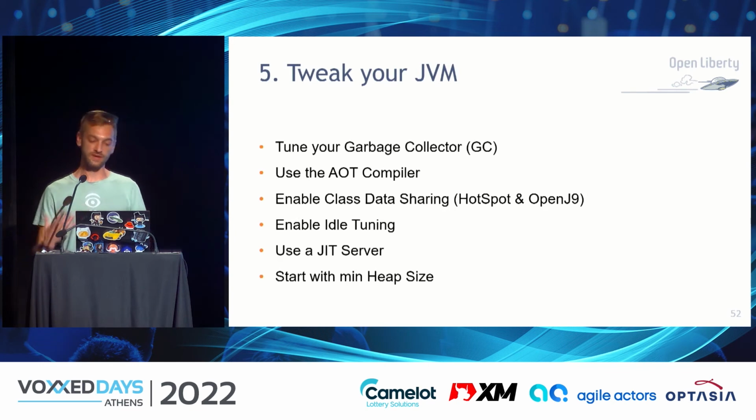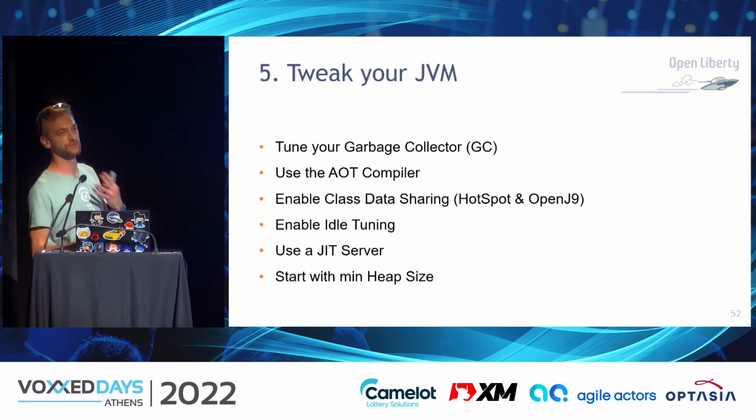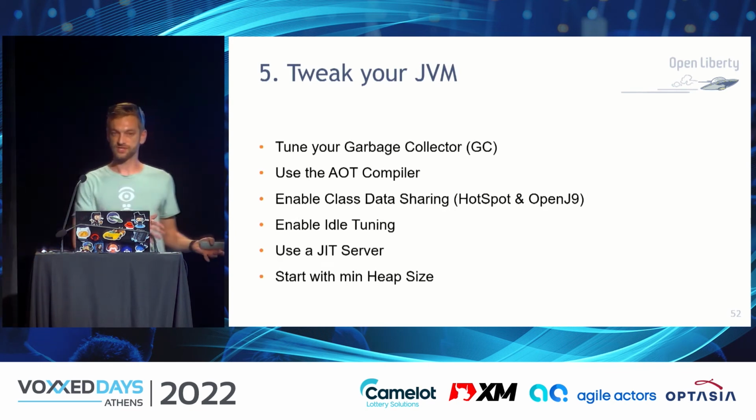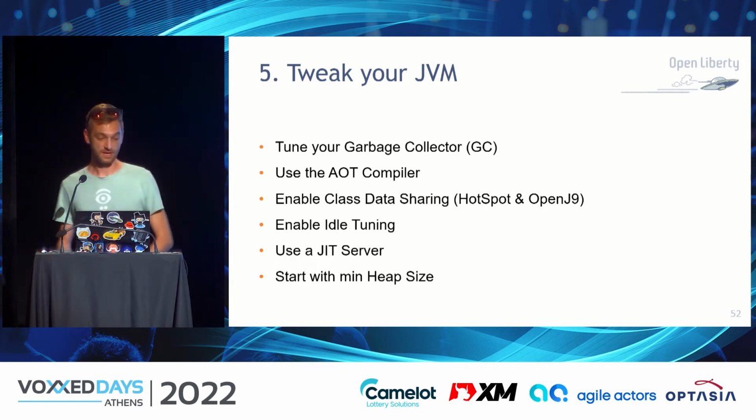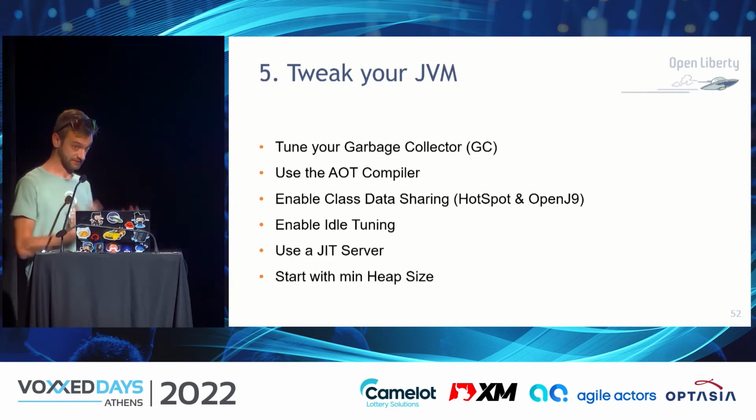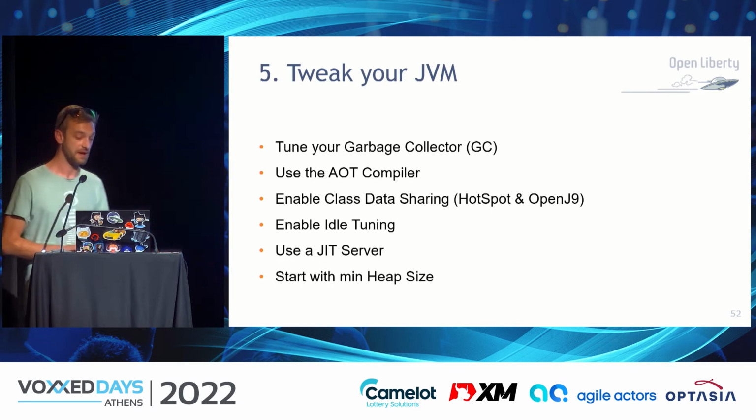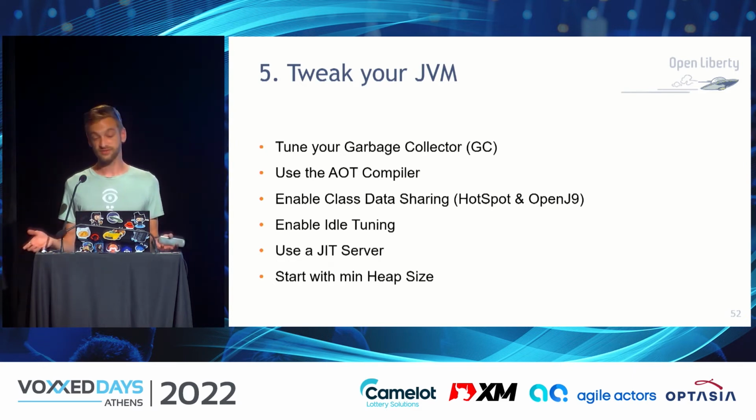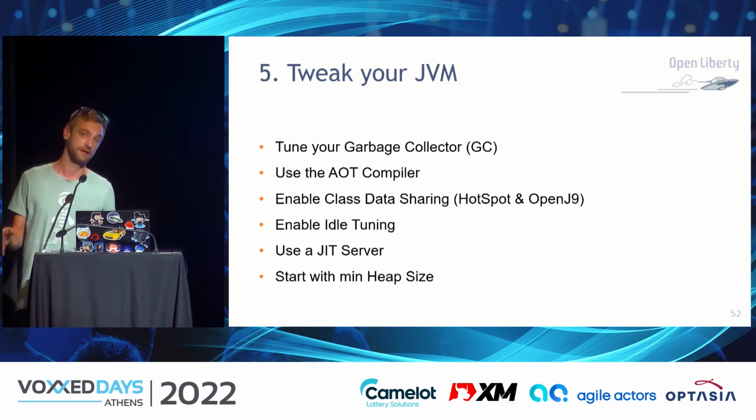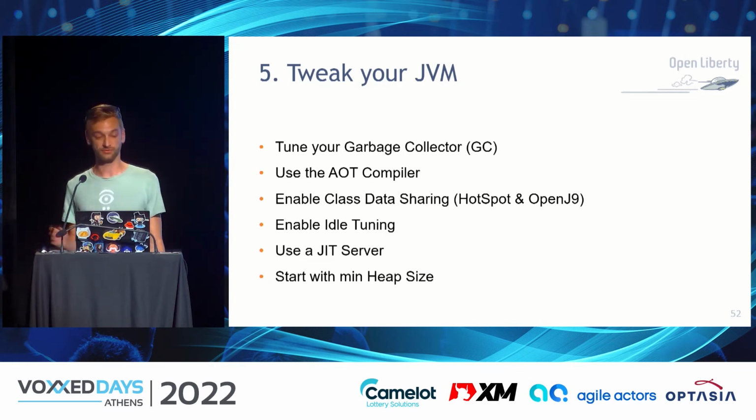So back to tweaking your JVM. First of all, a good thing to do is to tune your garbage collector to make it as efficient as possible. Make sure you're using things like the ahead-of-time compiler. That can reduce your startup time dramatically. Enable things like class data sharing, or class cache sharing as we call it in OpenJ9, and I'll hopefully show you a small demo of that in a moment. We're going to enable idle tuning, and I'll talk a little bit about what that is, and using a JIT server, which is quite important. I'll talk about those 3 different things in a moment.